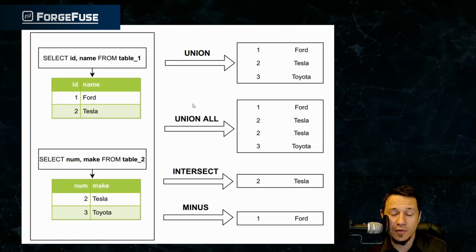The union all functions in a similar way as the union, but it also returns those duplicate rows, right? So it returned all of the values from the first table and all of the results from the second table.